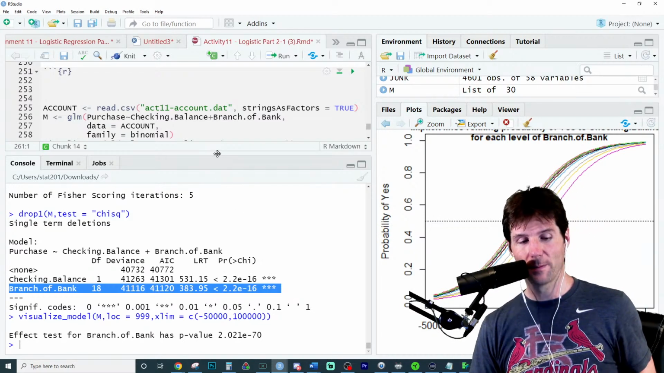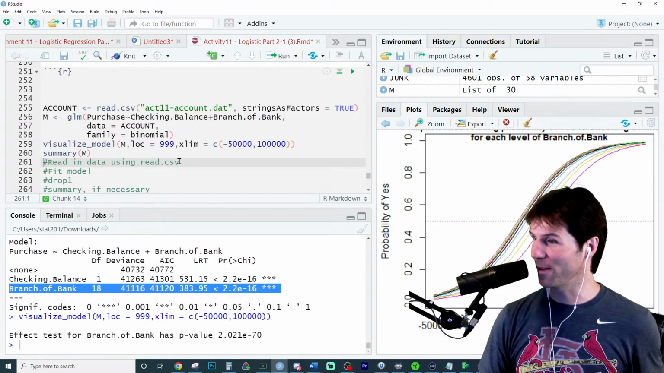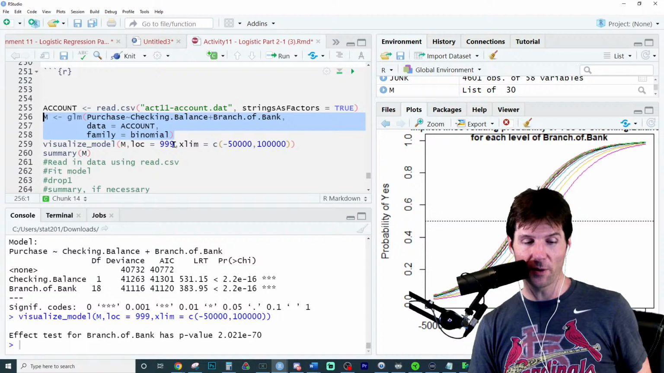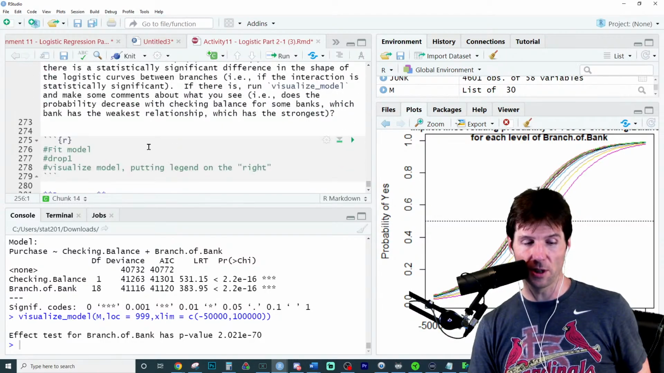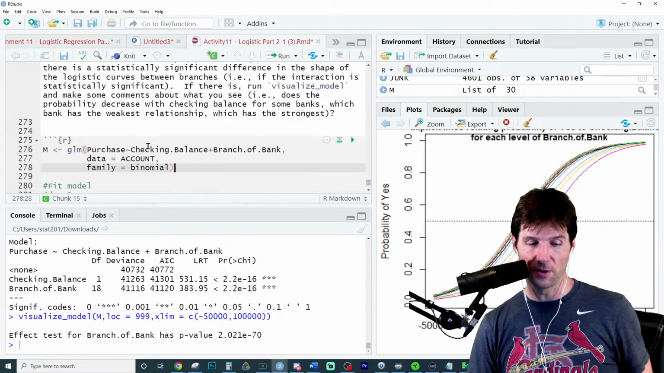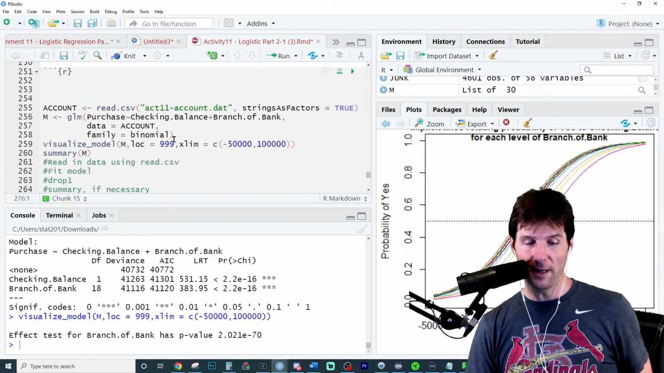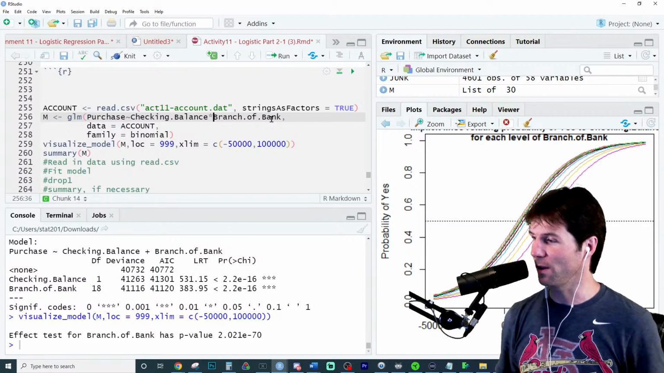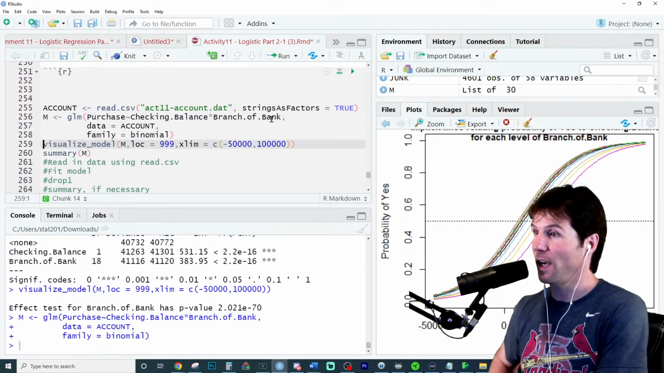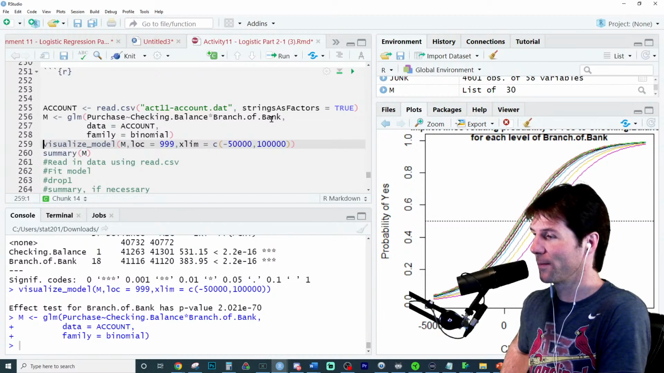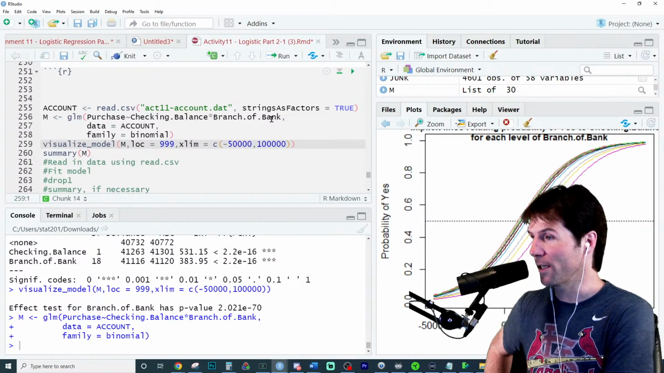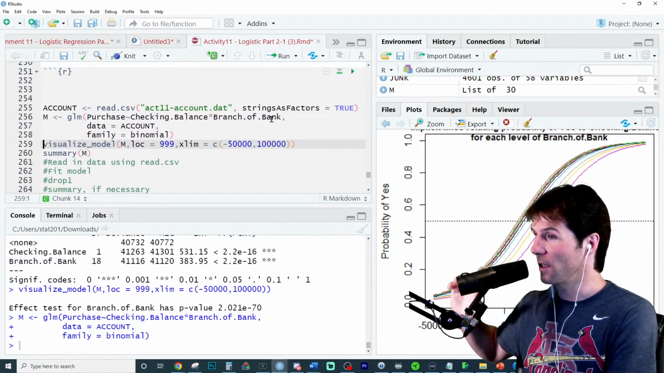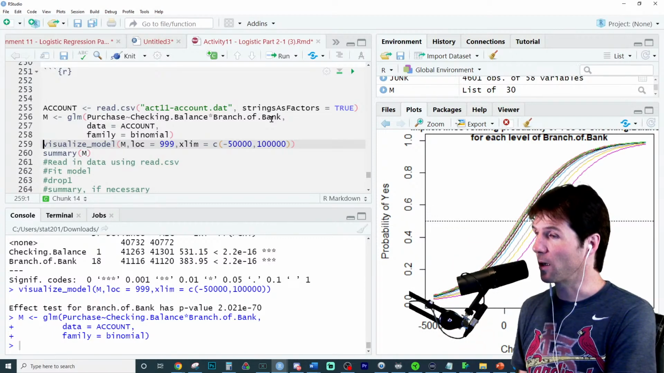But here's the cool thing. The graphic gets to look even a little better than this. Because there's no interaction, every single one of those S's is parallel to each other. They're all parallel. So whatever bank has the highest probability of somebody making a purchase is consistent.